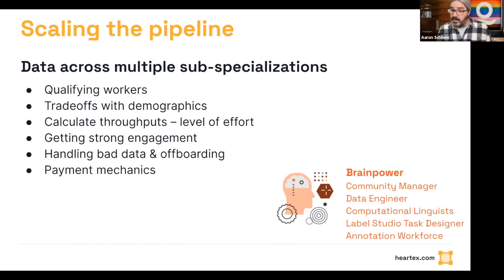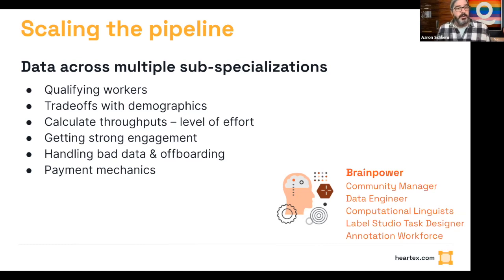Included in this is still the Label Studio task designer. This person is going to be critical to understanding how this project is evolving, learning while you move through this project so that you can iterate and do a better job on future task design. You're going to have data engineers as a part of this. They're going to help you think about, for example, the bad data problem. What are you going to do? How are you going to find that data? What are you going to do with that data?